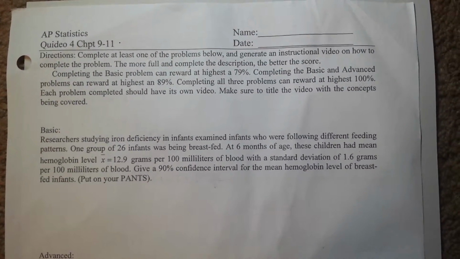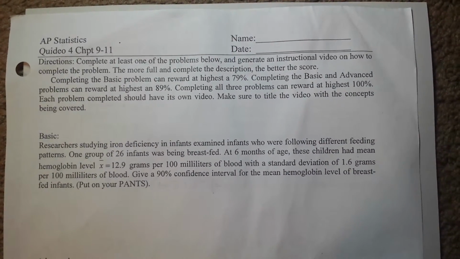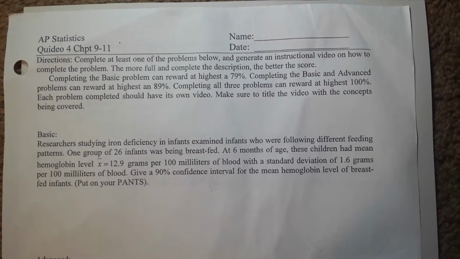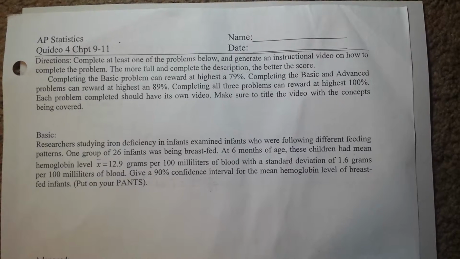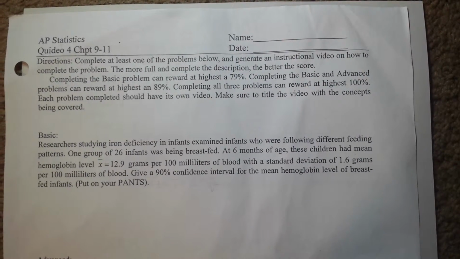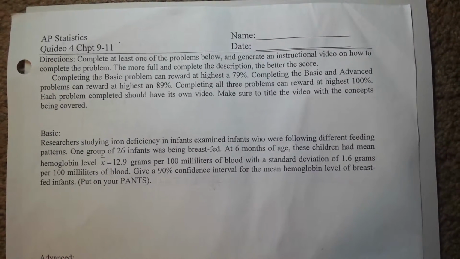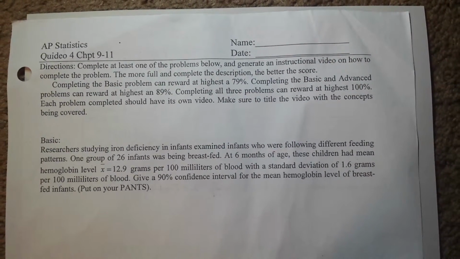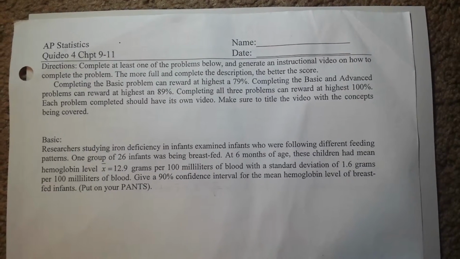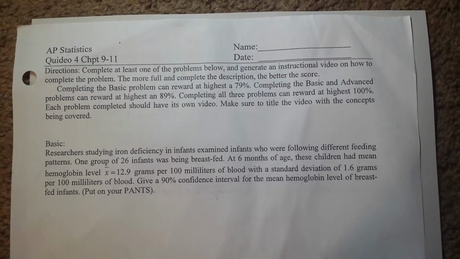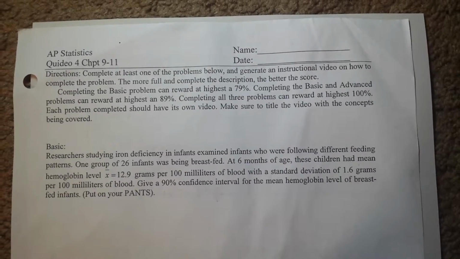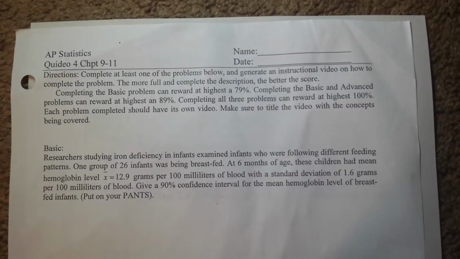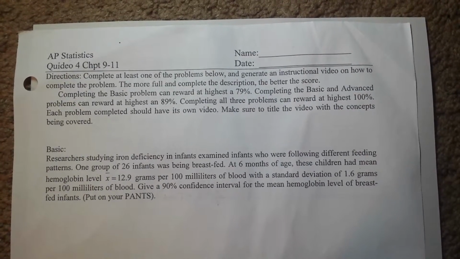For our basic question, it says, researchers studying iron deficiency in infants examine infants who were following different feeding patterns. One group of 26 infants was being breastfed. At 6 months of age, these children had a mean hemoglobin level of X bar equals 12.9 grams per 100 milliliters of blood with a standard deviation of 1.6 grams per 100 milliliters of blood. Give a 90% confidence interval for the mean hemoglobin level of breastfed infants.